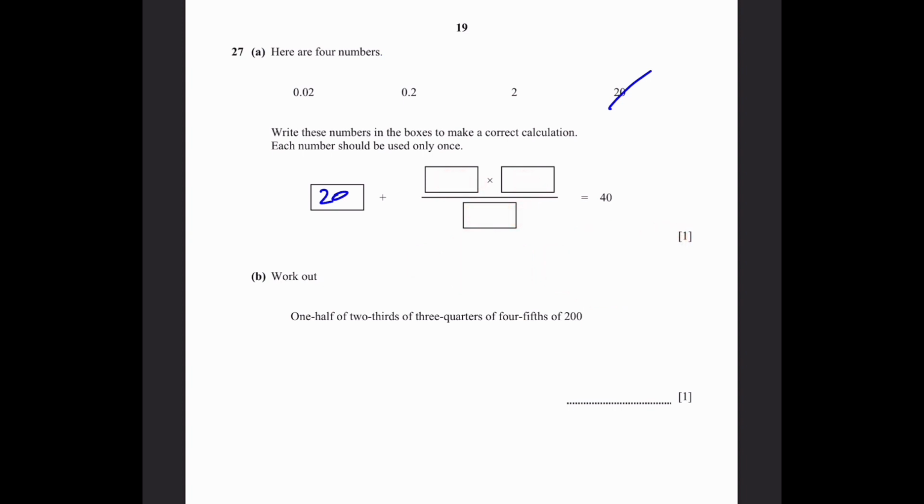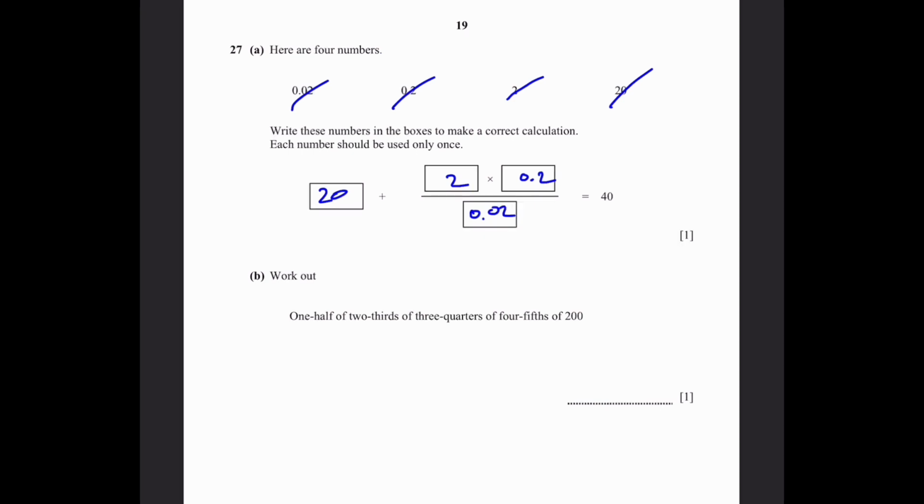That means we can put it in any order because it's multiplication, but we need to put 0.02 at the bottom and 20 over here, and these two numbers anywhere you want in these two positions. When you calculate it out, 20 plus 20 is 40. And we've used all the numbers only once. That's the answer.